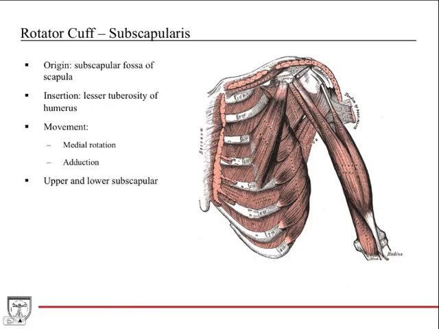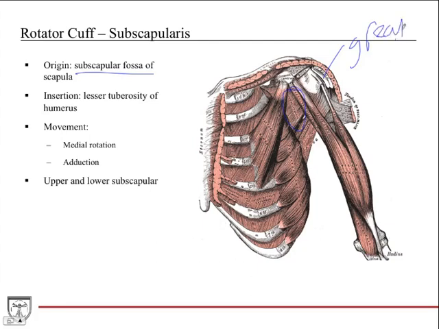Subscapularis, so you can see it here. It's on the anterior portion of the scapula. Subscapular fossa. Insertion, lesser tuberosity. So here's the greater. Here's that long head of the biceps. Is a great picture of it. A long head of the biceps tendon running through that intertubercular groove.